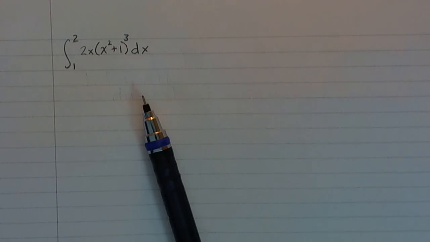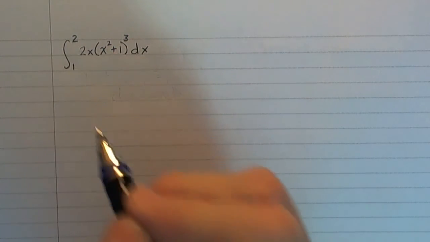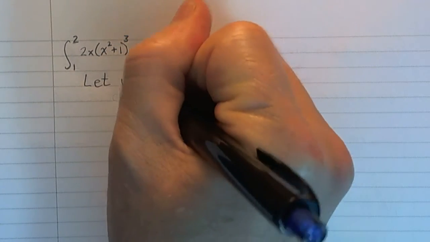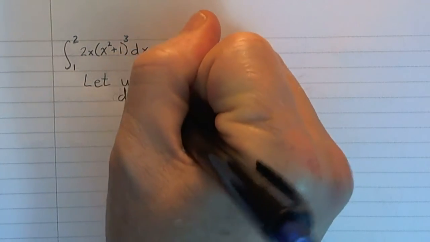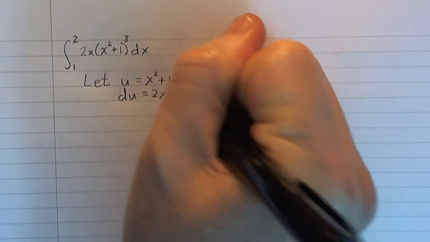Let's look at the substitution method with a definite integral. In other words, how do we deal with these limits of integration here? Well, we proceed with substitution just like usual. I'm going to let u equal x squared plus 1, and then du is equal to 2x dx.